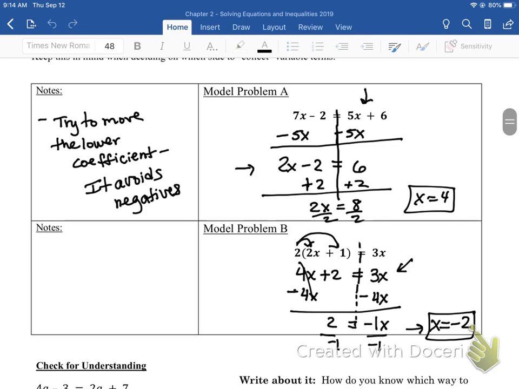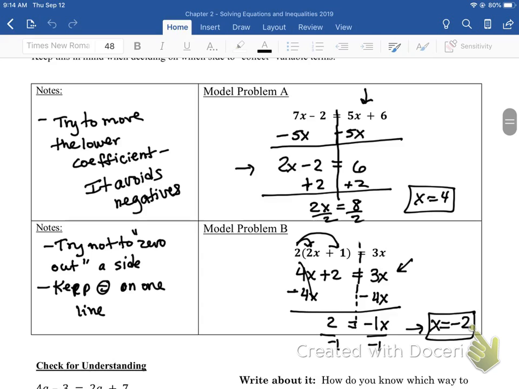Okay, so notes: try not to zero out a side. It tends to shift the equal sign. Keep the equal sign on one line. You have to draw that line, that's fine, to keep it on the line, but make sure they're all aligned vertically.